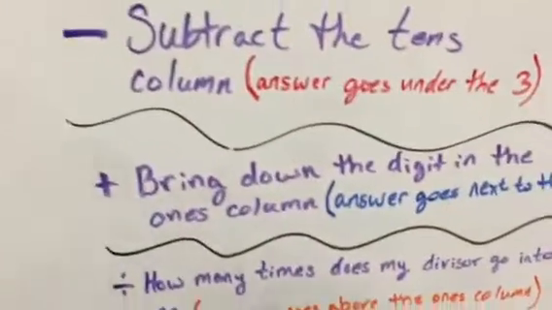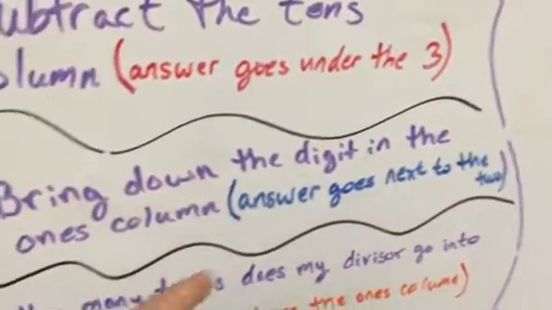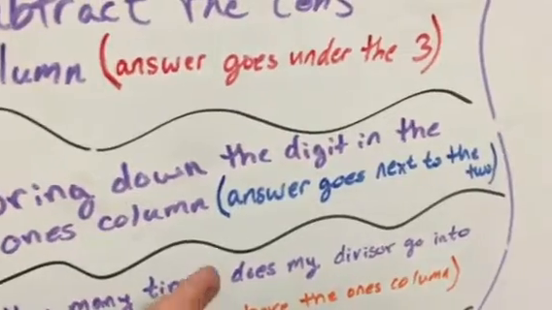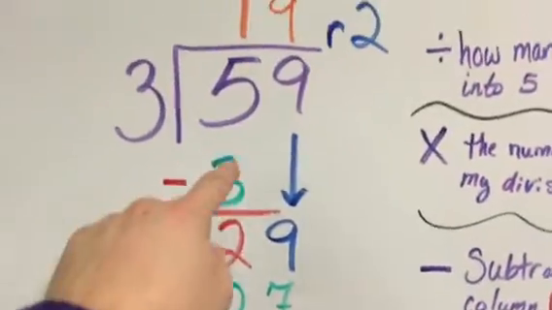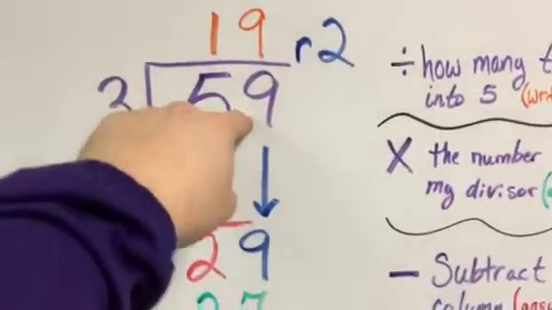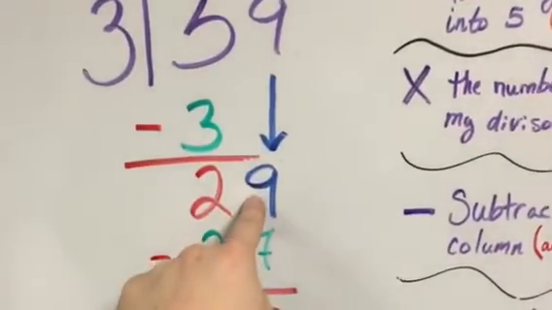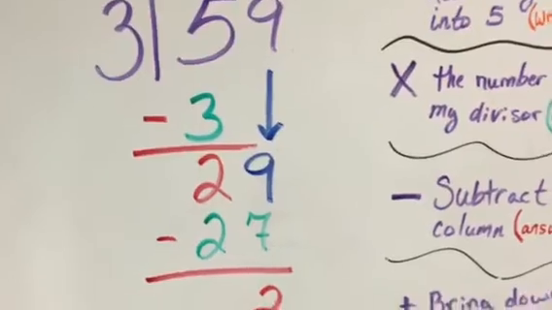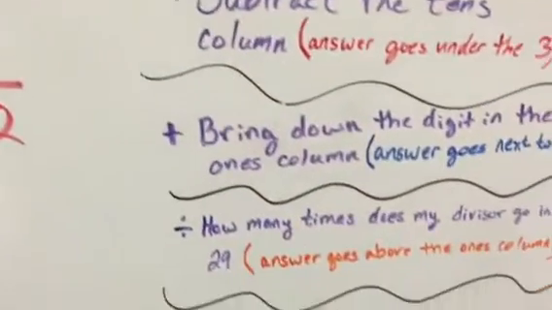This next one, I'm going to bring down the digit in the ones column, and the answer goes next to the 2. So I have my 2 here. I go to the ones column, which is 9, and I bring it down, and I put it right here next to the 2. And then I start back at division.